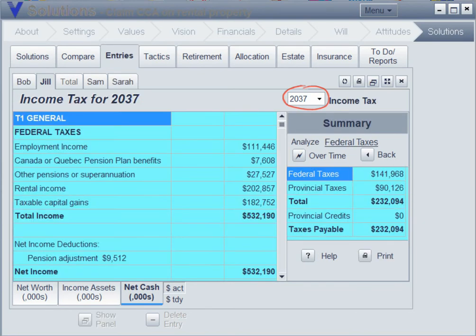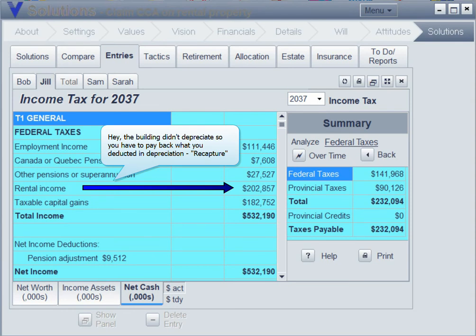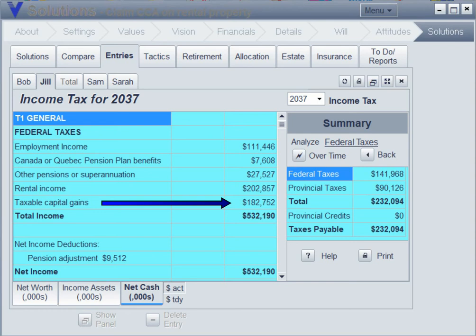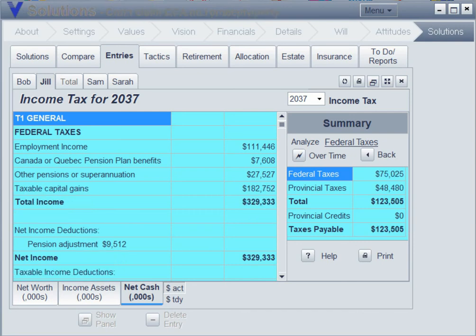And here's her return in 2037, and we can see the rental income there, $202,000. So that's just paying back the capital cost allowance that we deducted from income. And then, of course, there's capital gains tax that she has to pay. Let's just compare that to the tax return when she didn't claim the capital cost allowance. And you can see here, there's no rental income, but there's still the capital gains to pay on the sale of the property.